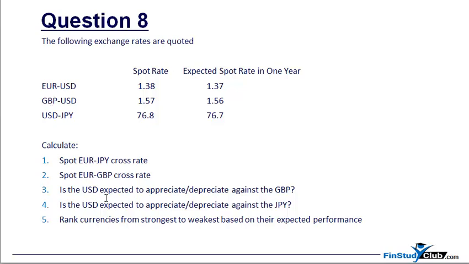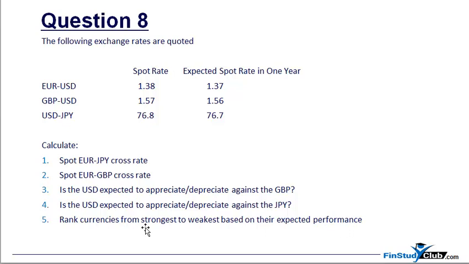The third question: is the USD expected to appreciate or depreciate against the GBP? We'll observe the GBP USD quote as it is and what it is expected to be. Is the USD expected to appreciate or depreciate against the Japanese yen? The movement in these two rates will indicate that. And then we need to rank the currencies from the strongest to weakest based on their expected performance.